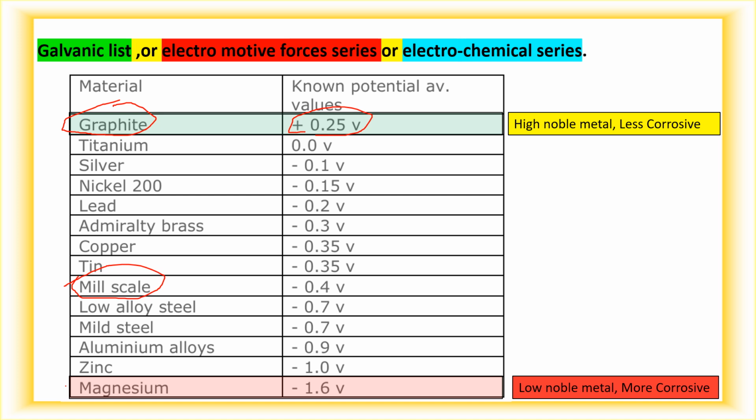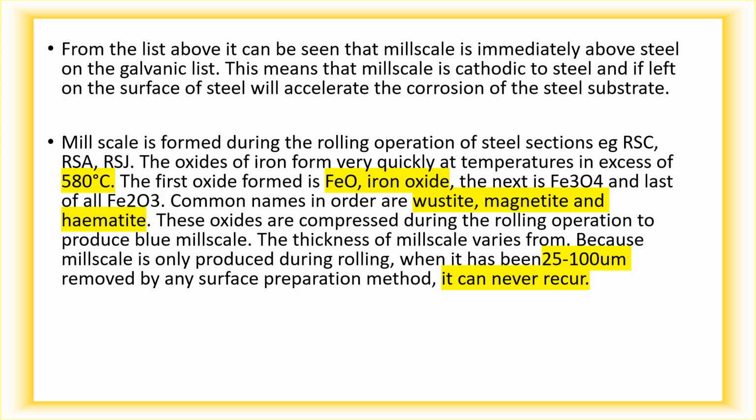So let me explain what mill scale is. From the above list, it can be seen that mill scale is immediately above the steel on the galvanic list. This means that mill scale is cathodic to steel, and if it is left on the steel surface, it will accelerate the corrosion of the steel substrate. Mill scale is formed during the rolling operation of steel sections, for example RSC, RSA or RSJ. The oxides of iron form very quickly at temperatures in excess of 580 degrees Celsius.